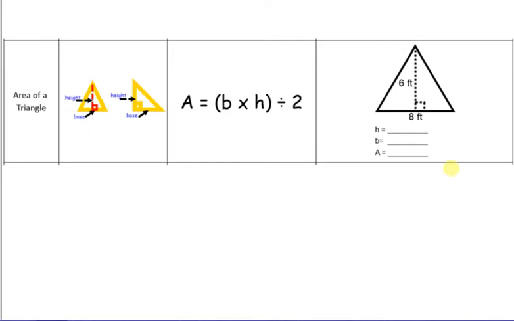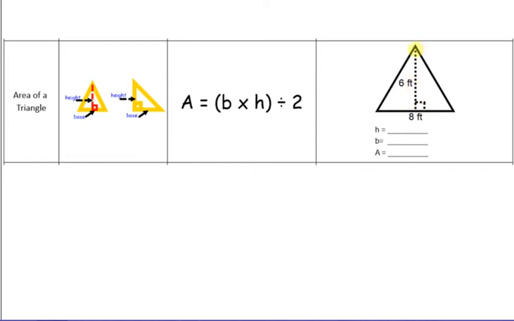I'm going to ask that you pause the video so that you can fill in your picture and fill in your formula, and then I can explain the example. So go ahead and hit pause now. All right, so if you're still listening, that means you should have had these two things filled in. I want to go over the example with you.